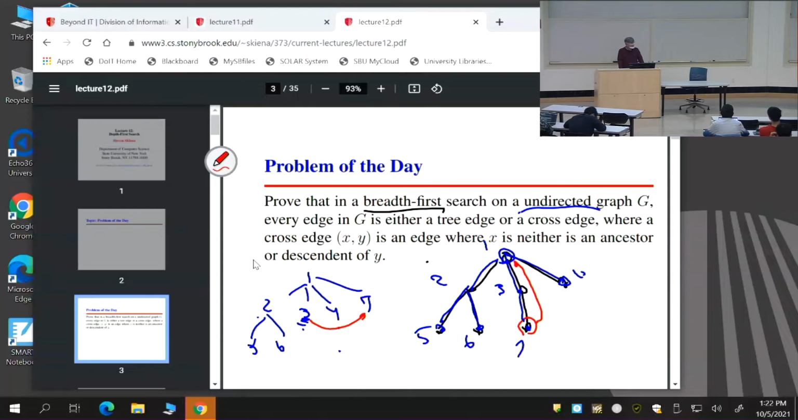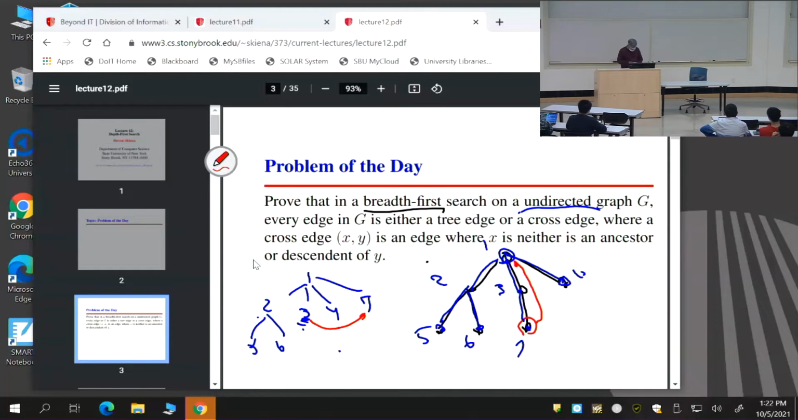Any questions? Does everybody see that the edge 3, 7 goes neither to an ancestor nor a descendant? It goes to a brother, okay? Could go to a cousin, okay? I don't know how you want to label it. But it's not going to an ancestor or a descendant. And the reason is because of what breadth-first search does. In an undirected graph, it can't go to an ancestor or a descendant.